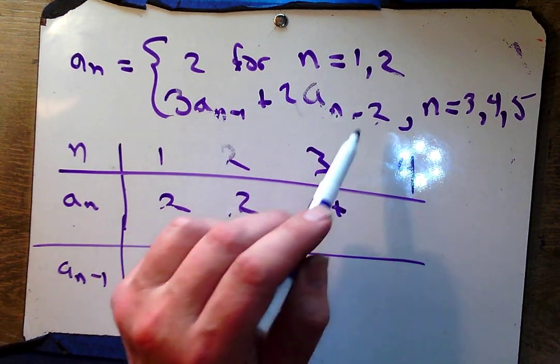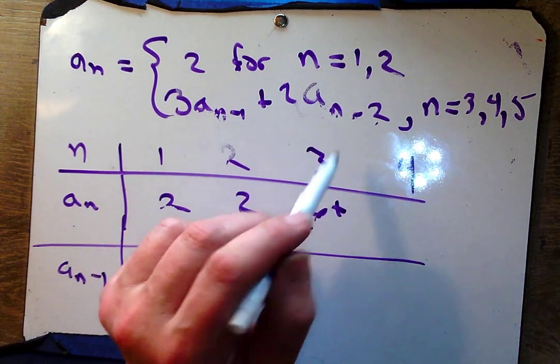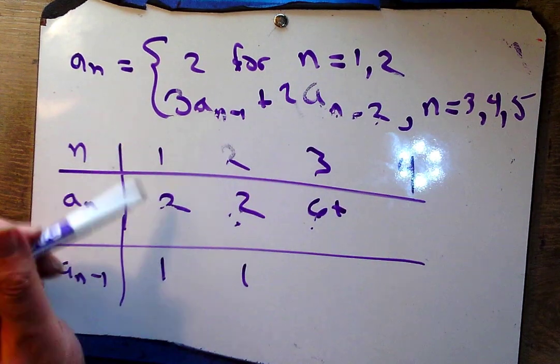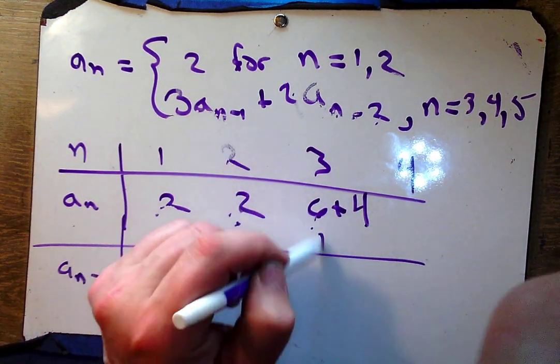2 minus 2, 3. Yeah, good. a sub 1 is 2 times 2 is 4. I get 10.